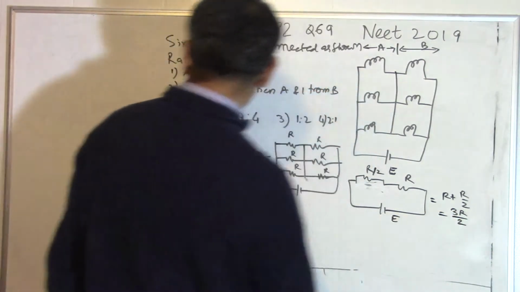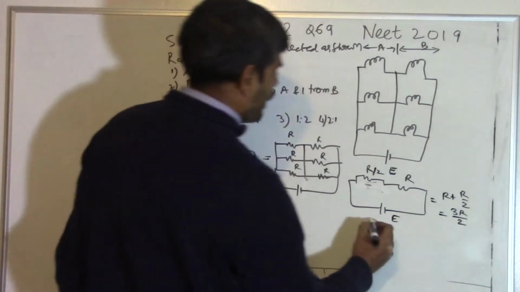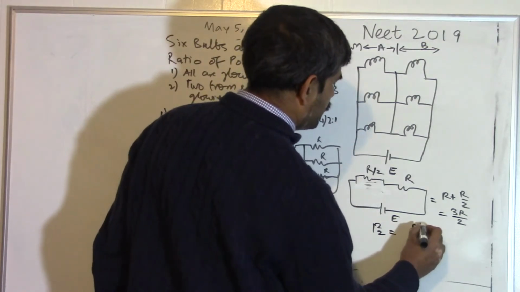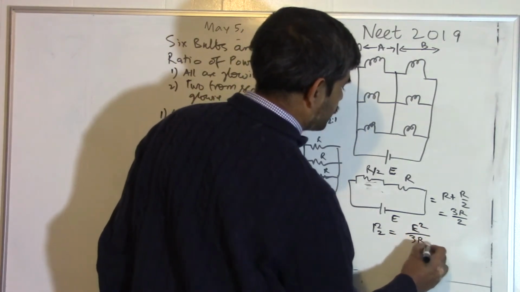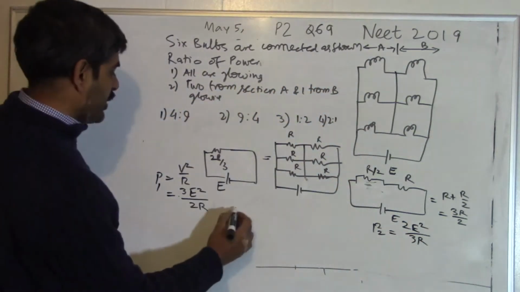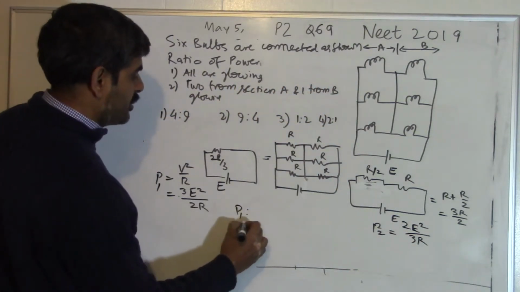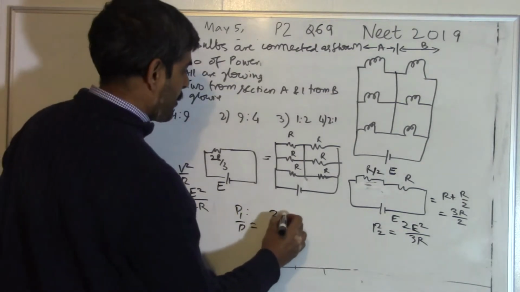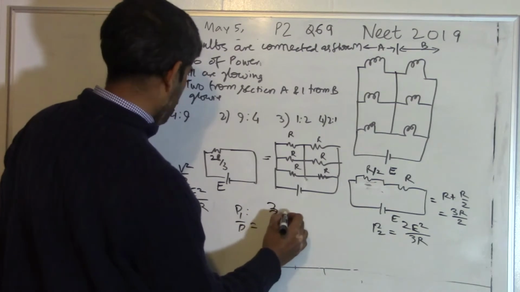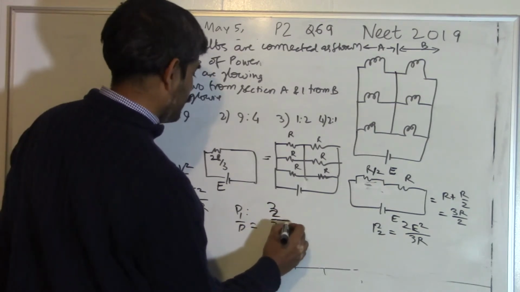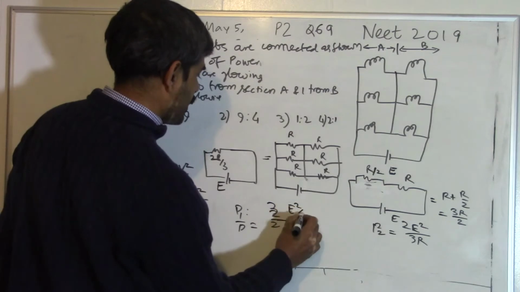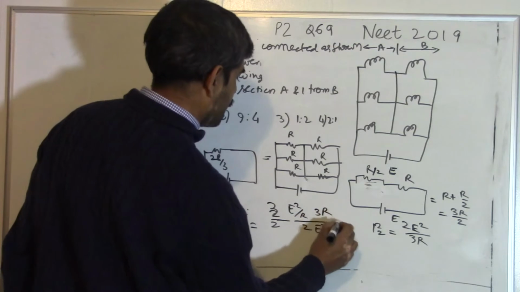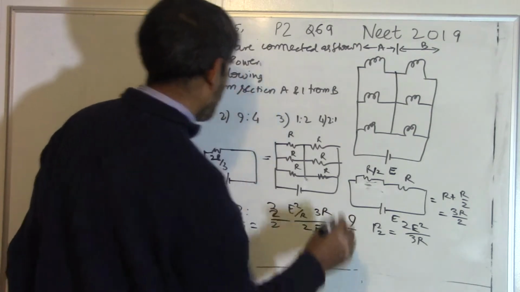So if we call this one as power P1, and in this case if our power is P2, then P2 will be equal to V square divided by R, where R is 3R by 2. Now we need to find out P1 divided by P2. That will be equal to 3 by 2 E square by R divided by 2E square by 3R. This becomes equal to 9 by 4.